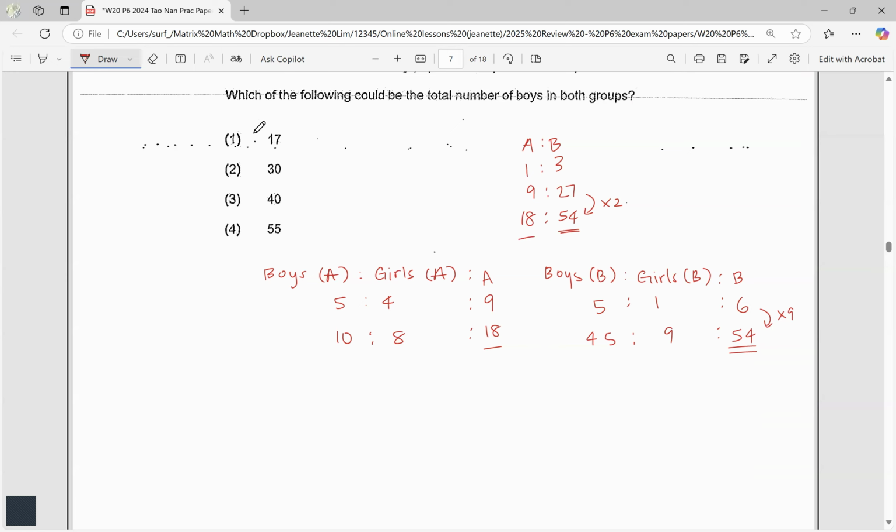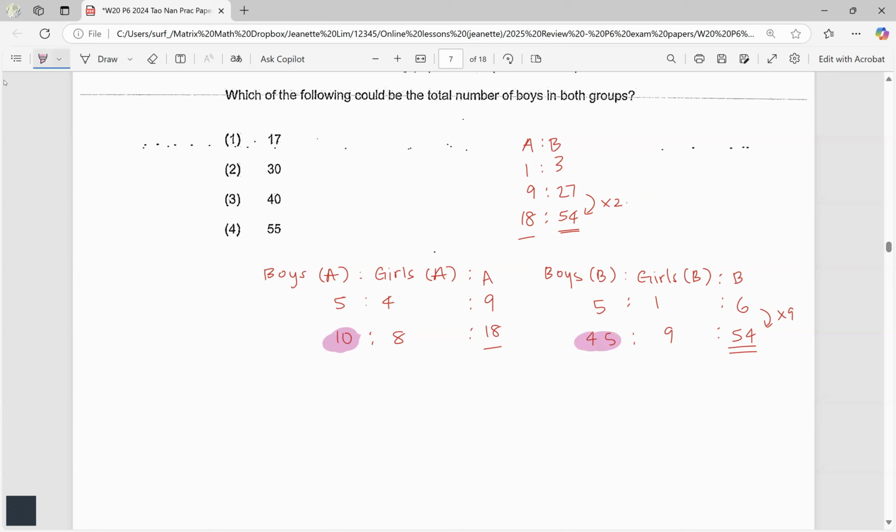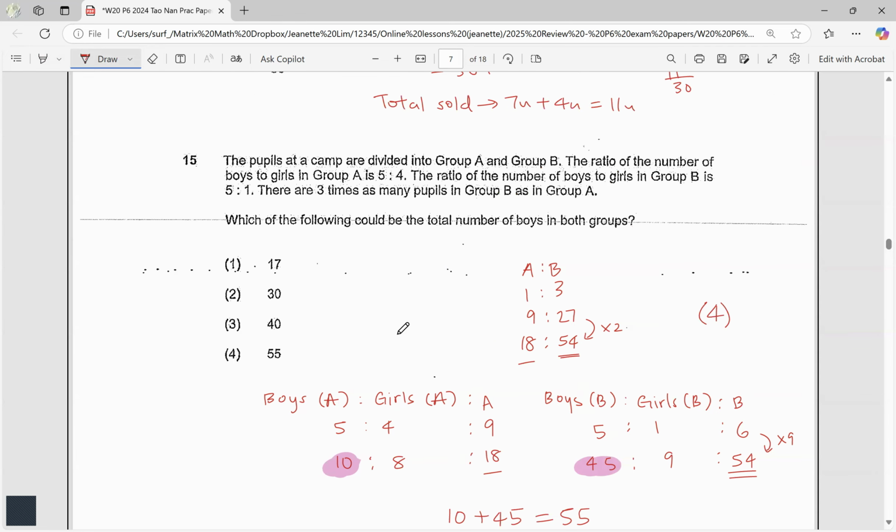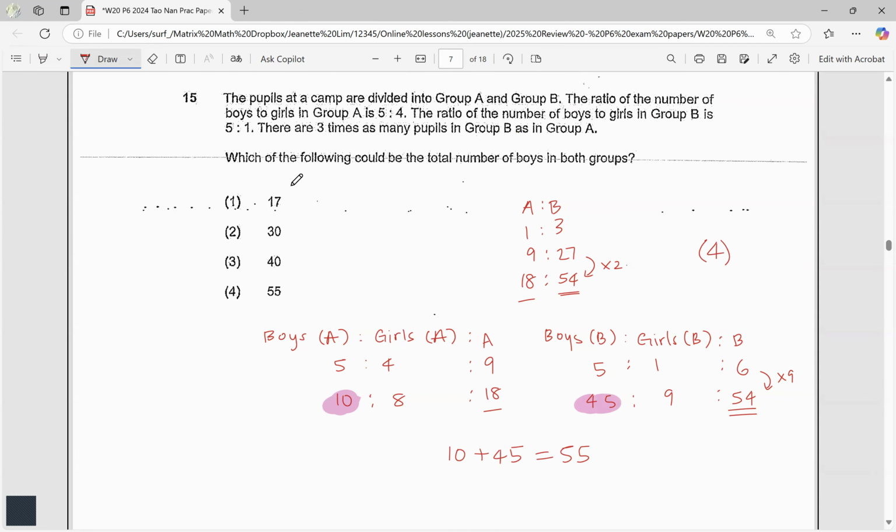Okay, but in these 4 options here, there's only 55 that is possible. So the answer is 4. Okay, so 10 and 45. 10 plus 45, this is a possible answer. So I will choose option 4. Okay, not 1, not 2, not 3, because after finding common base, I will not be able to get those numbers.